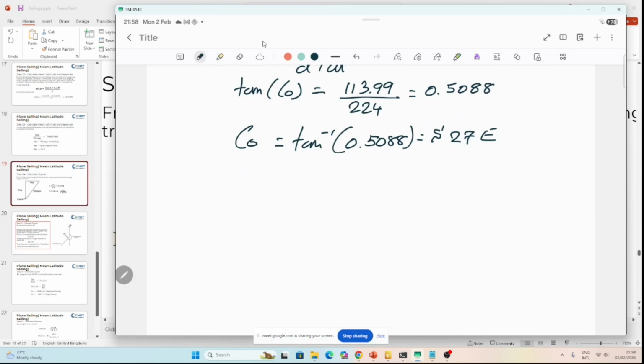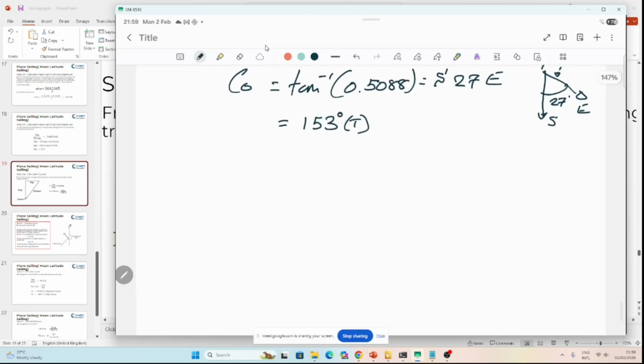So southeast. So now how do you convert it into a 3-digit course? You can see it is from north. It is going to be 180 minus 27, which is 153 degrees true. Okay, you have the course now.